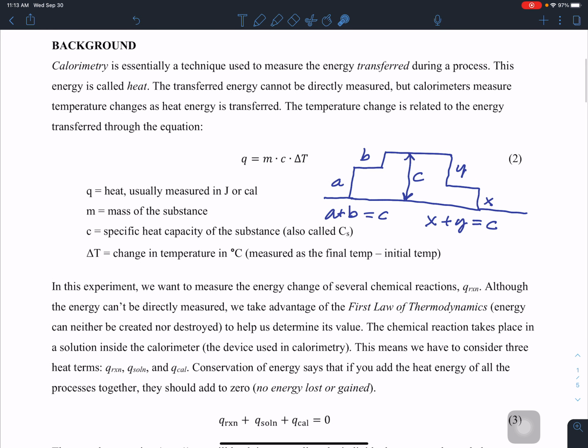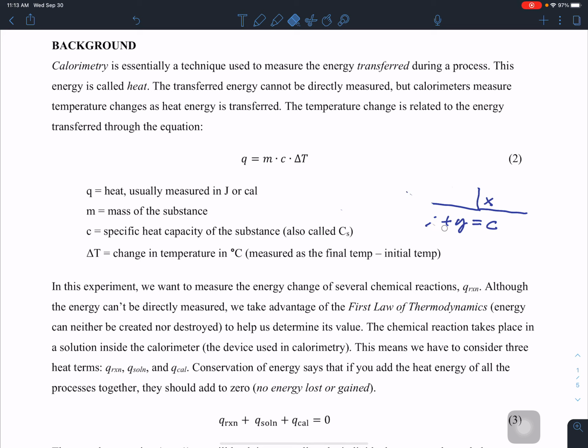Well, that's another question. Let's get rid of some of this that I scribbled around in. We're going to use something called calorimetry, which literally means measuring calories. So calorie is an energy unit. Joule is another energy unit. And in calorimetry, we're measuring the energy that's transferred during a process. So here's the definition: it's a technique used to measure the energy transferred during the process. That energy is called heat. We can't measure the heat directly, but we can measure the temperature changes that result from the heat transfer.